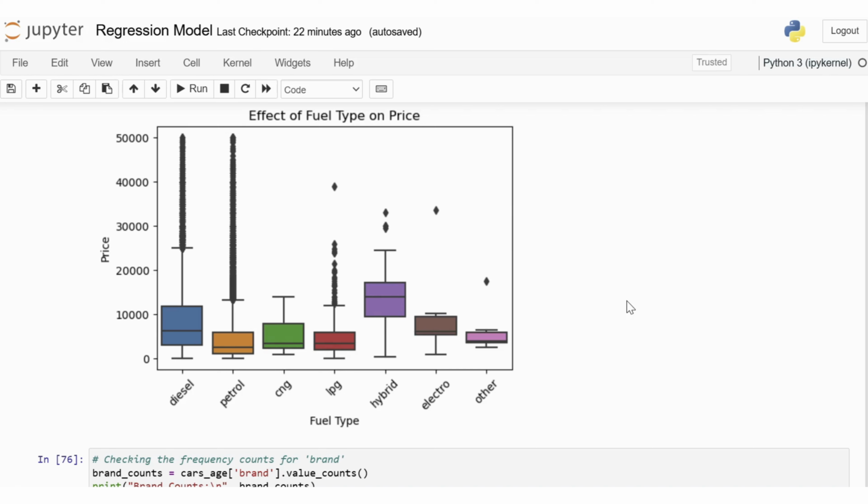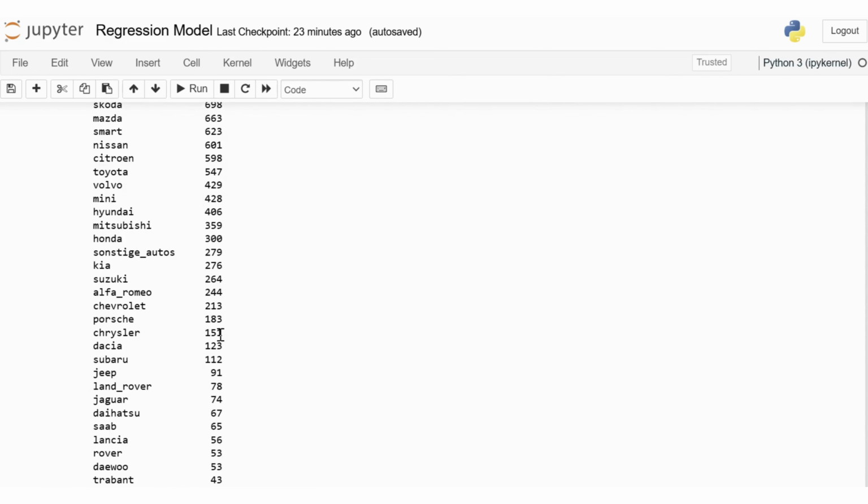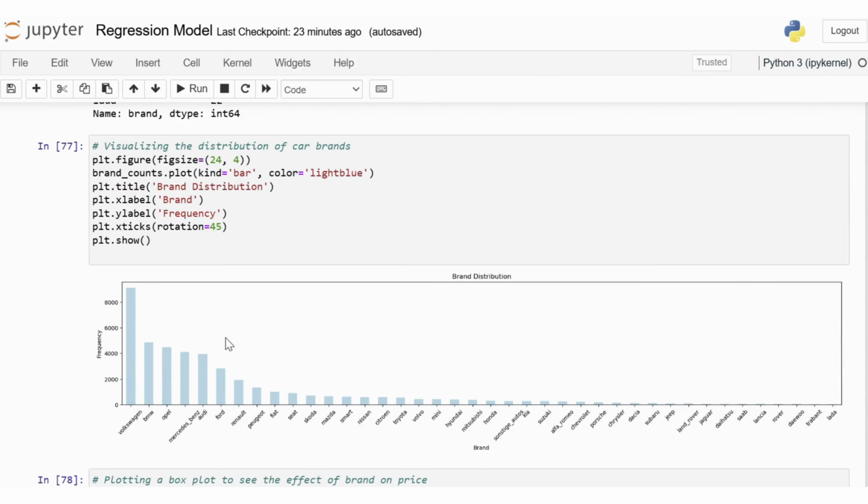Let's delve into the brand variable to see how different car brands are distributed and their effect on car prices. From the output, it's evident that Volkswagen is the most common brand, with over 9,128 occurrences, followed by BMW, Opel, Mercedes-Benz, and others. To get a better understanding, let's plot a bar plot showing the distribution of different car brands.